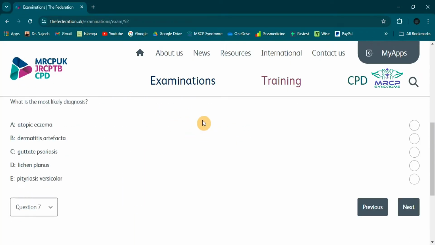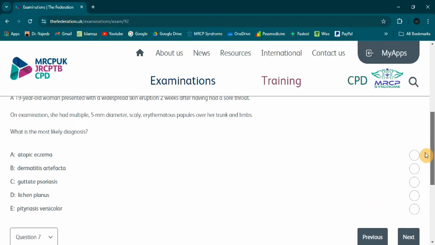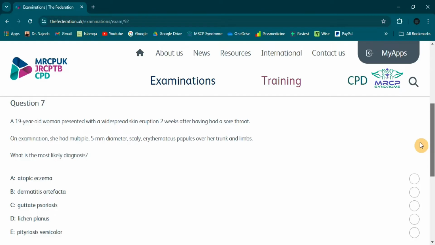Okay, next. What is the most likely diagnosis? Atopic eczema, dermatitis artefacta, guttate psoriasis, lichen planus, pityriasis versicolor. A 19-year-old woman presented with a widespread skin eruption 2 weeks after having had a sore throat. On examination, she had multiple 5 mm diameter scaly erythematous papules over her trunk and limbs. What is the most likely diagnosis?